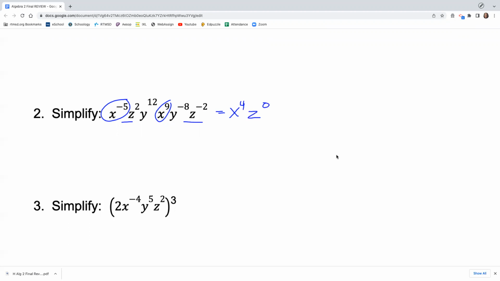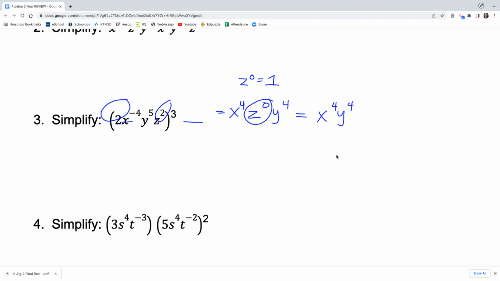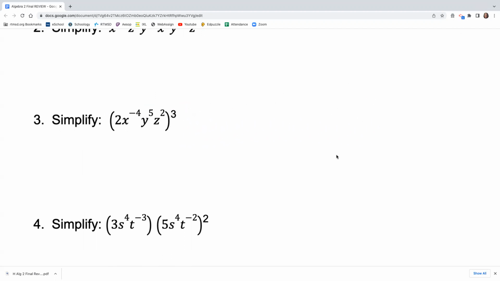2 plus negative 2 is 0. And then for the y's, y to the 12th and y to the negative 8th. 12 plus negative 8 is 4. So we have y to the 4th power. We know that anything to the 0 power equals 1. So essentially, we don't have to write that at all. So our final answer is just x to the 4th, y to the 4th, since z to the 0 power just equals 1.